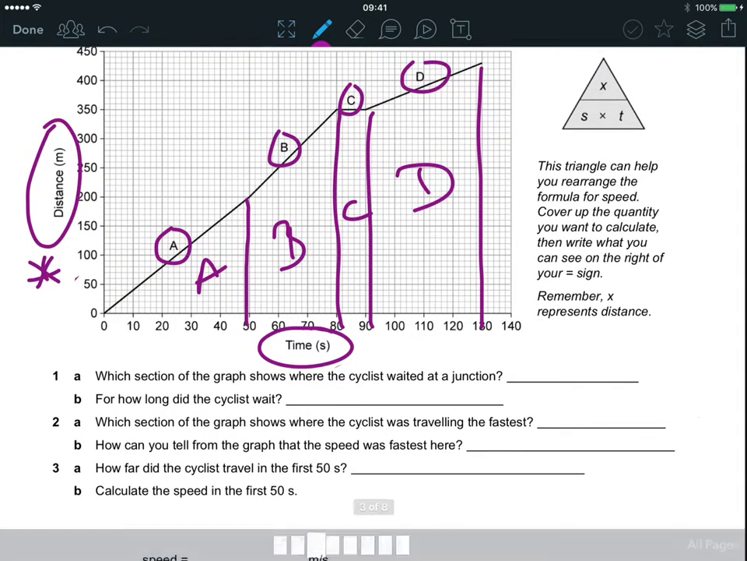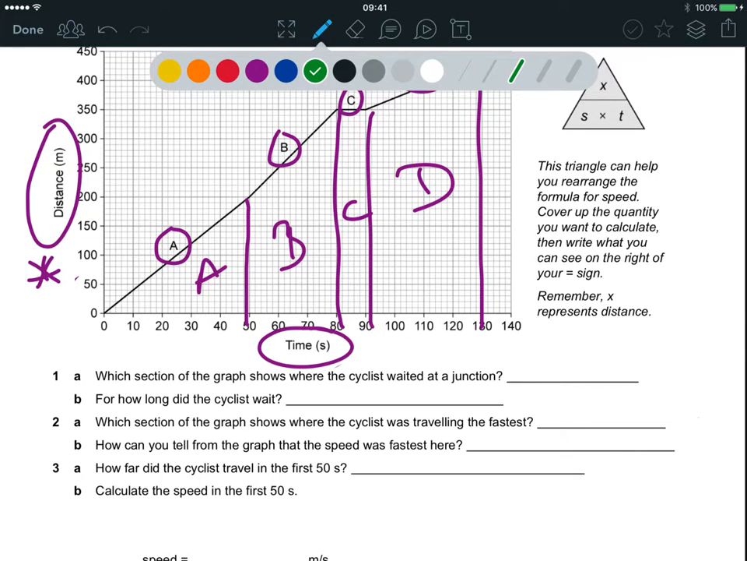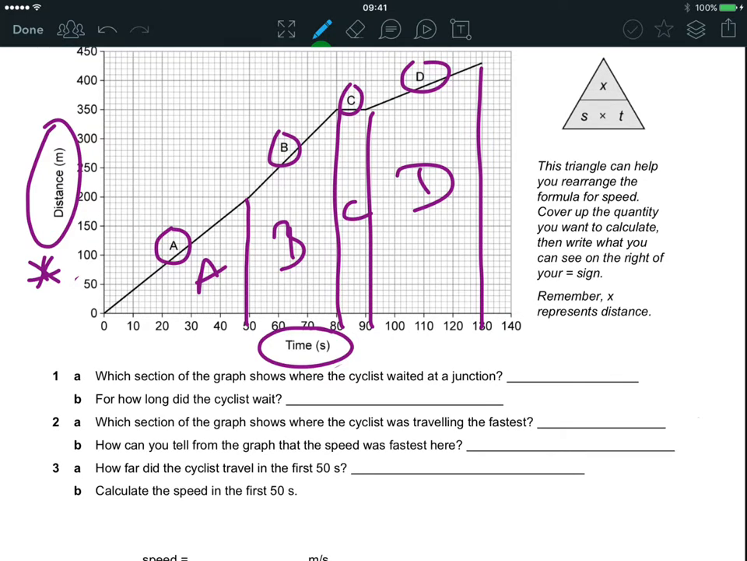Okay, for which section in the graph shows where the cyclist is waiting at a junction? So we're going to concentrate on this distance axis here, and we're looking for a period of time when the distance doesn't change. And you can actually see that here, if I rub everything else out of the way, we've got a small section, section C, where even though 10 seconds has elapsed, the distance travelled has not increased. So he must be stationary at a junction. So I'm going to put C down there.